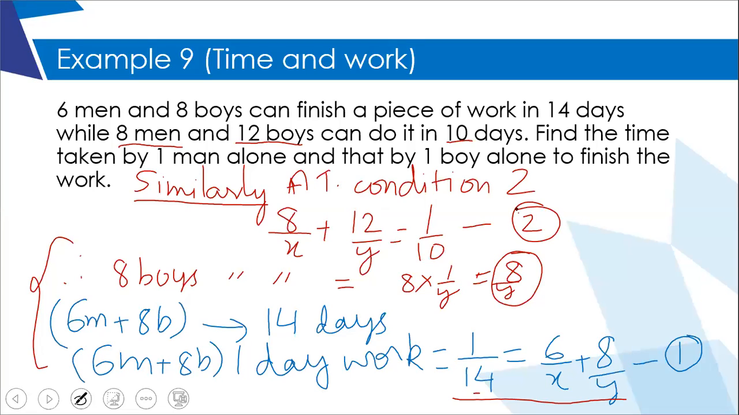You don't have to show the working for the second one. First one, detail working you have to show. That means first you will assume your variable x and y, then you will find out one man's 1 day work, then you will find out 6 men's 1 day work, 1 boy 1 day work, 8 boys 1 day work, then add them and then equate it with 1 upon 14.